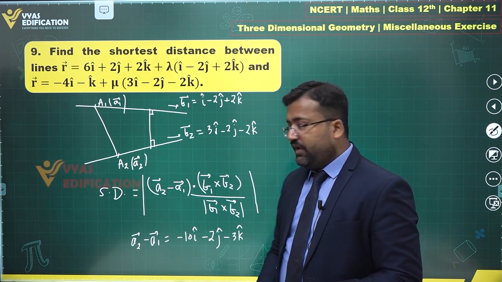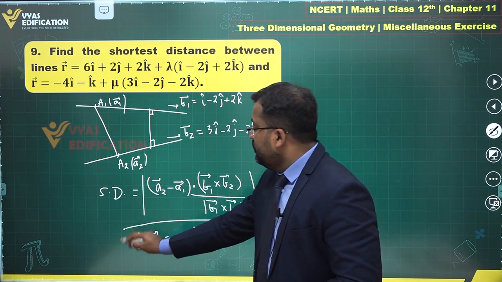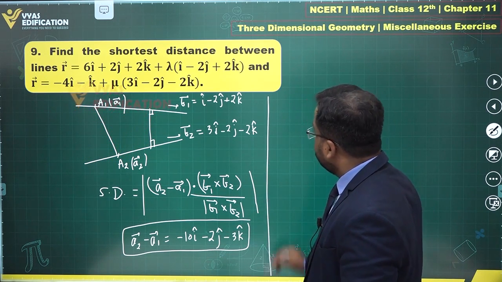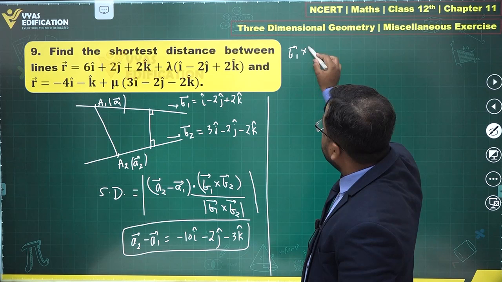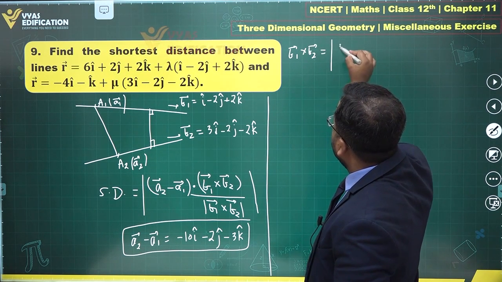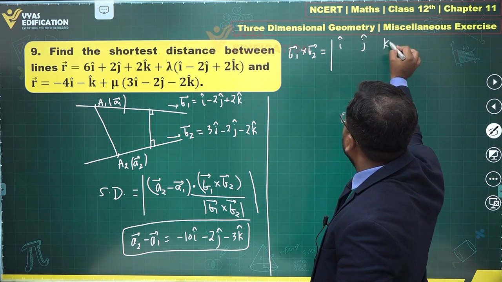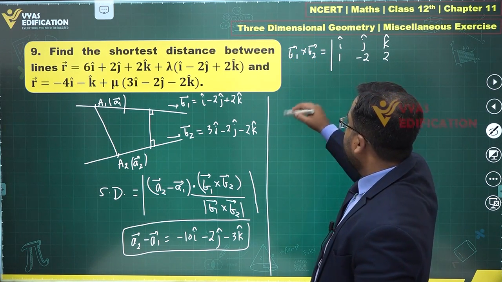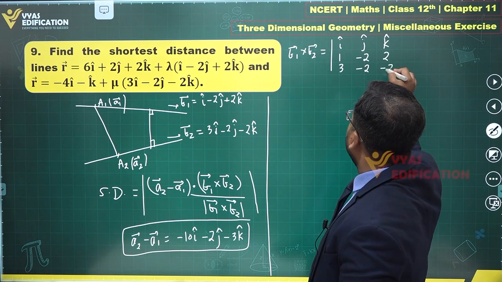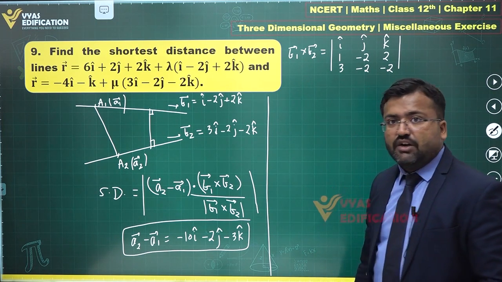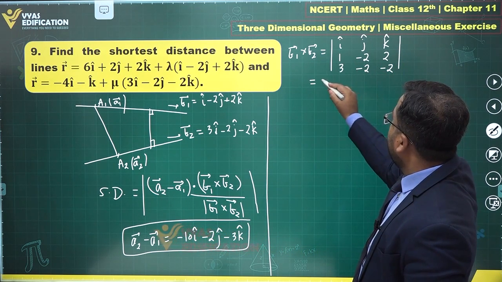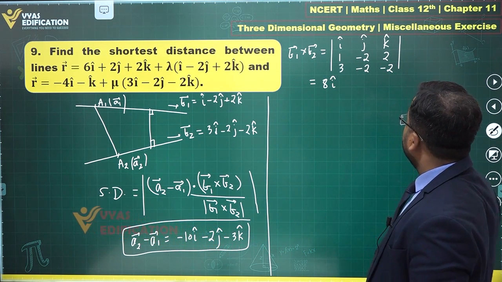That's what you obtain over here. Using this, once I find b1 cross b2, I can easily find the shortest distance. So b1 vector cross b2 vector will be i cap, j cap, k cap; 1, minus 2, 2; 3, minus 2, minus 2. This is what you have. Is that okay? Yes. So this is 4 plus 4, 8 i cap. This is what I observe, right?